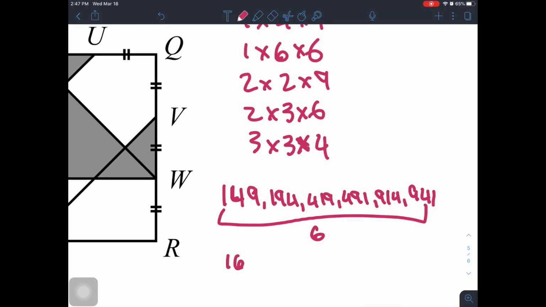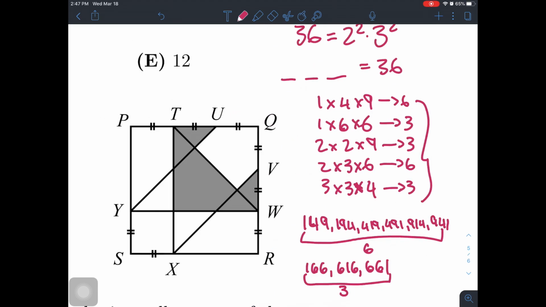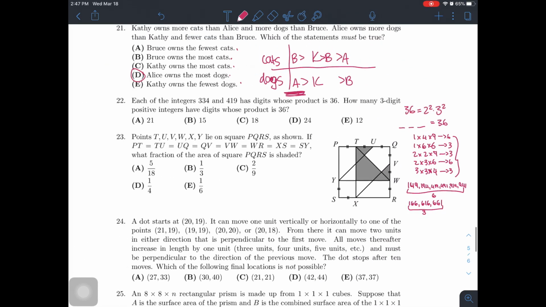And then for 166, I get 166, 616, and 661. So that gives me 3 arrangements. So this would give me 6 arrangements, this would give me 3, this one would give me 3, this one would give me 6, and this one would give me 3. And because they're asking for how many of them, if you add up all the arrangements together, you get 21, which is A.